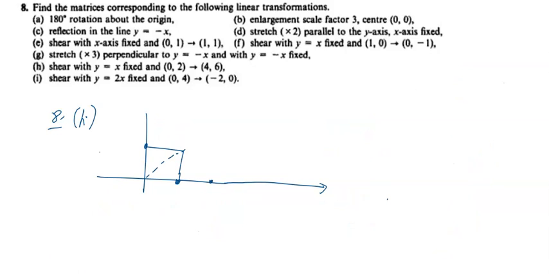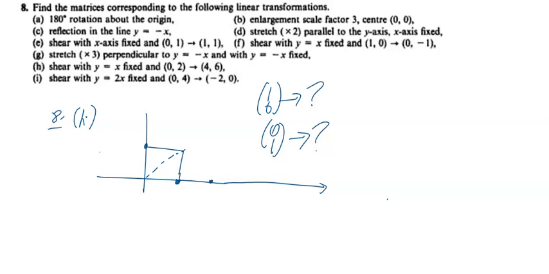Okay, H is a wee bit different again. It says a shear with y equals x fixed, and it says (0, 2) goes to (4, 6). Okay, right. What we could do is try to find out where your (1, 0) goes to, and also find out where (0, 1) goes to, which would be perfectly acceptable. That's easy to do. But it's not going to be easy to do here.